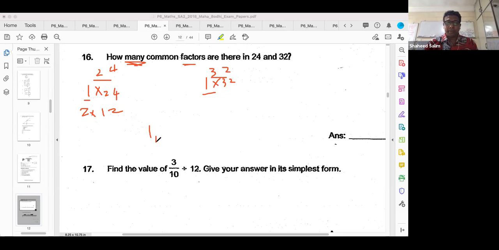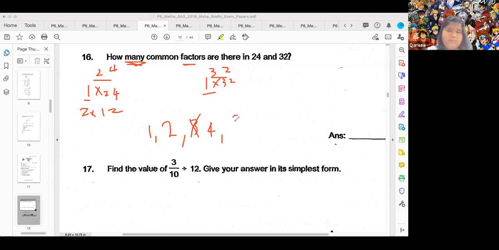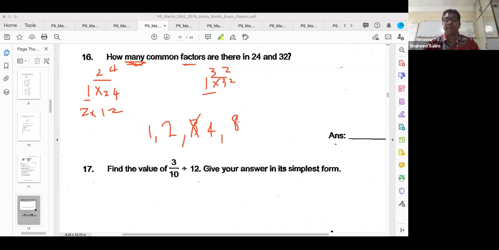1, you agree? It's a factor. What else, Zahin? 2. Some more? 3. 32 cannot divide by 3 lah. 4. Okay, 4. Some more? 8. 8, yes, that's it lah. Zahin, where's the other 2? No more lah. 1, 2. You must have both can divide it, so there's only 4.